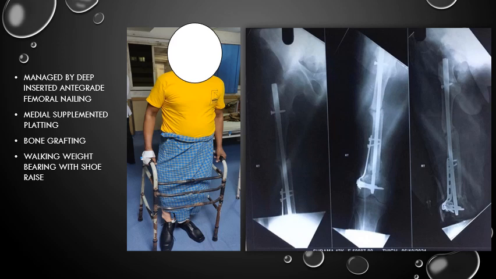So subsequently the patient was managed with a deeply inserted interlocking nail supplemented with a medial buttress plate. The distal non-union site was bone grafted. The patient was allowed to ambulate with walker support. So what do we expect from this treatment at this juncture, and what type of prognosis can we offer to the patient?